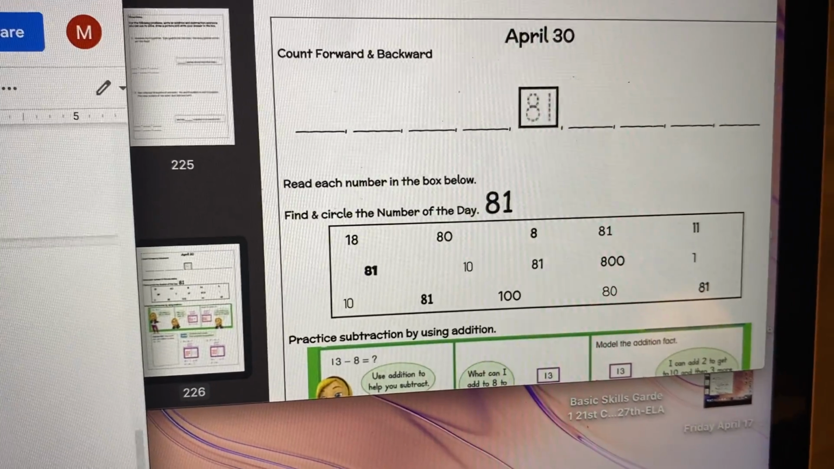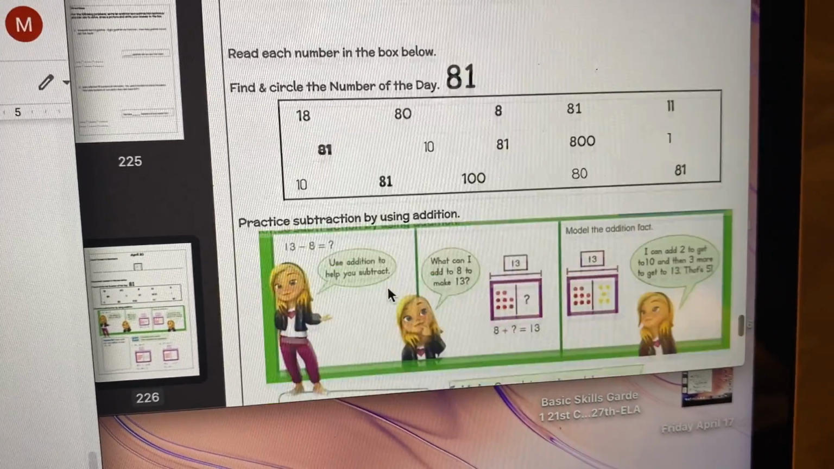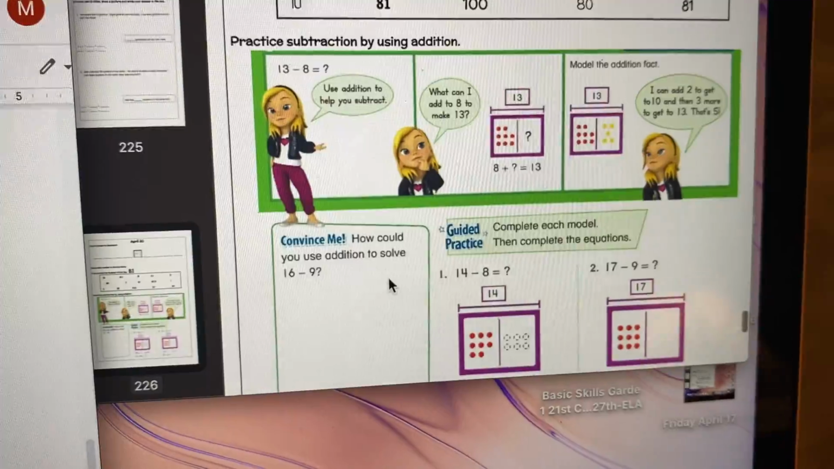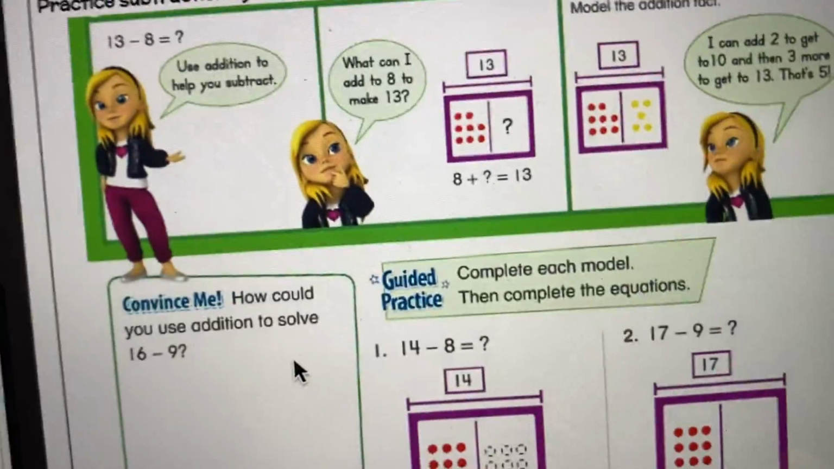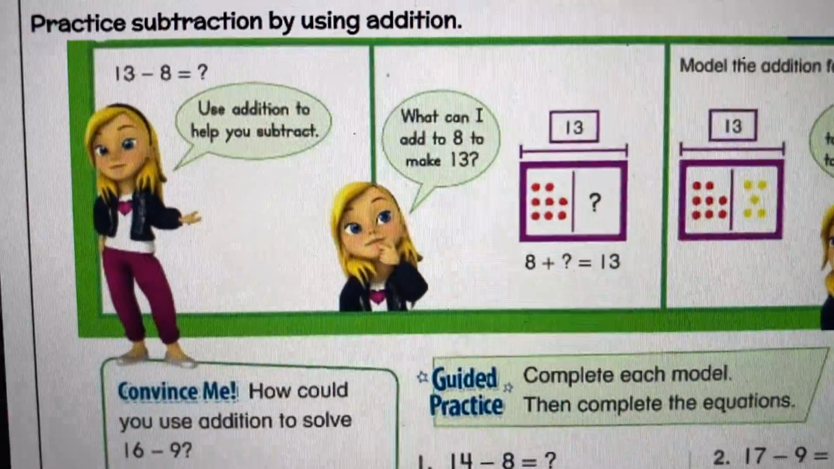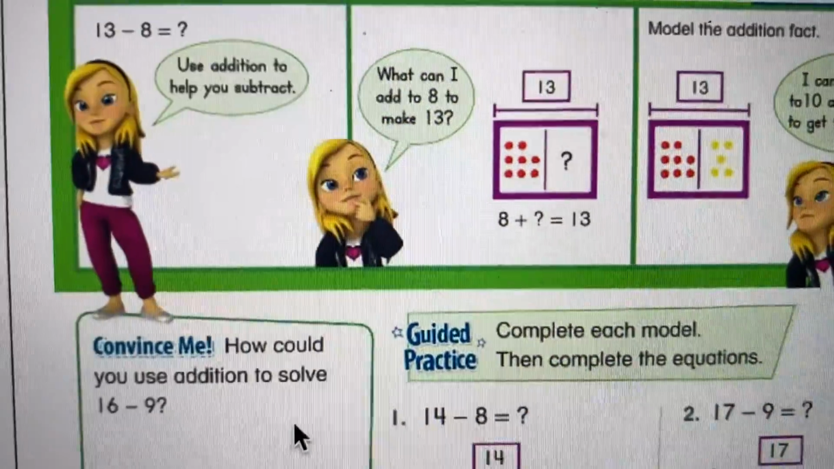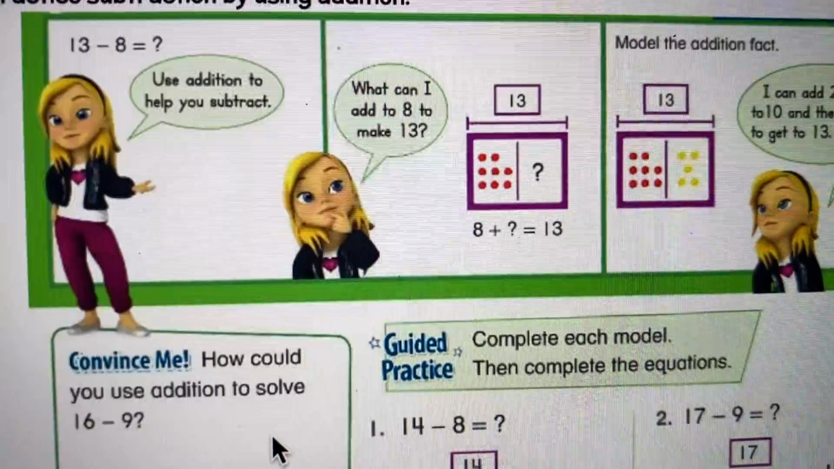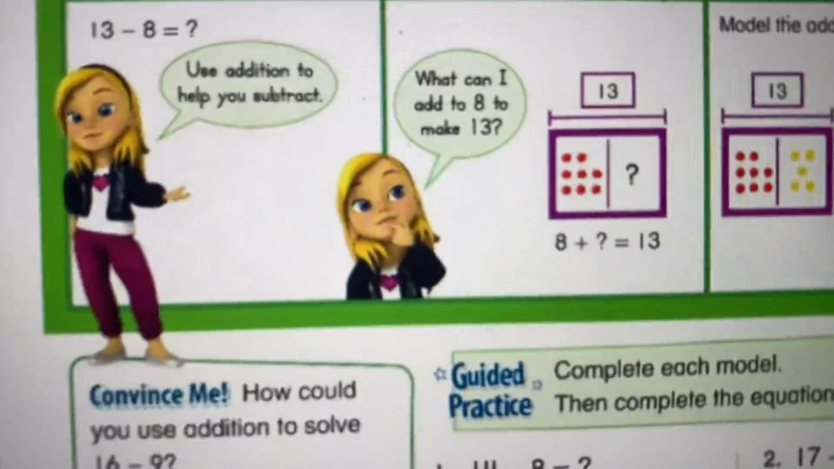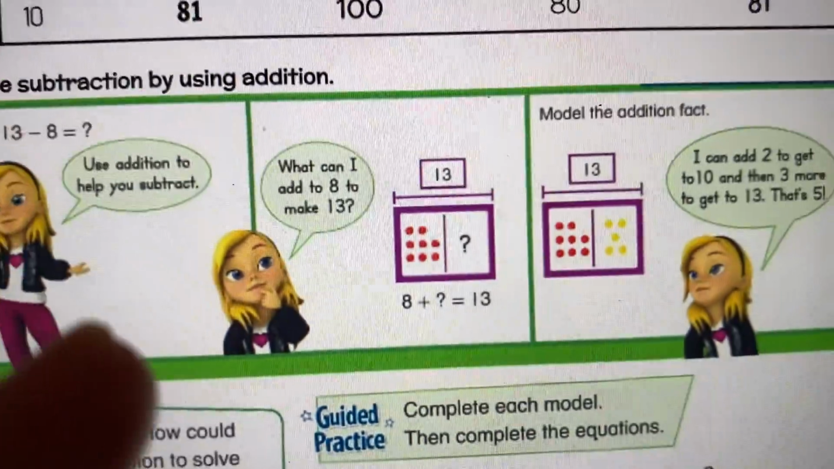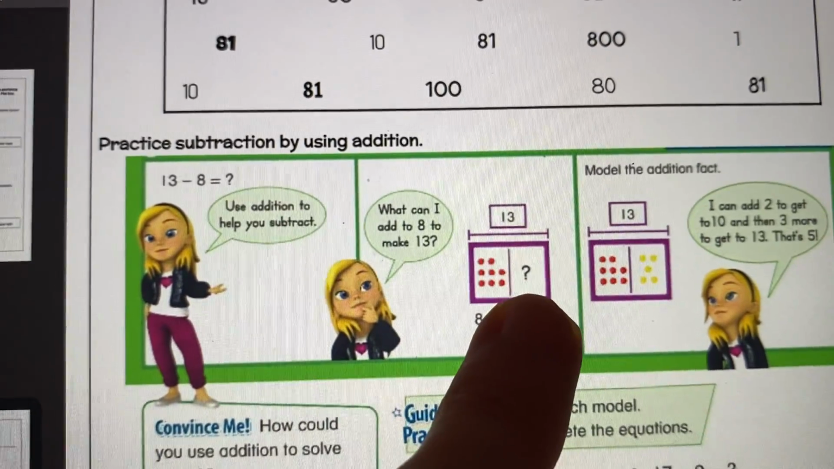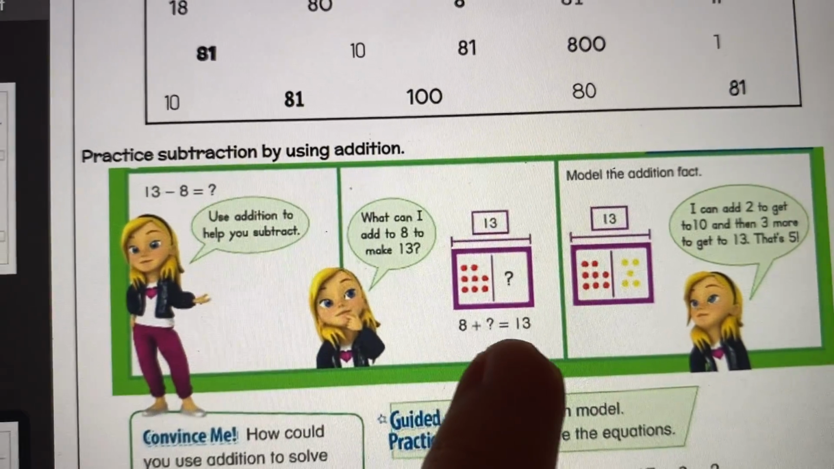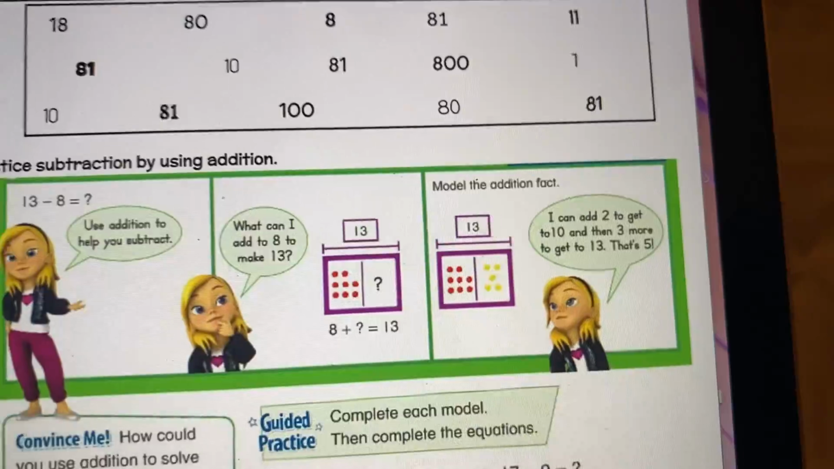And then for Thursday, you're practicing subtraction by using addition again. So you have 13 minus 8. Use addition to help you subtract. Okay, so now they're not giving you both parts. They're giving you the whole, and they're giving you one part, 13 and 8. You need to figure out what the missing part is. So what goes with 8 to get you to 13?